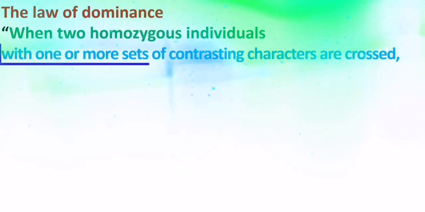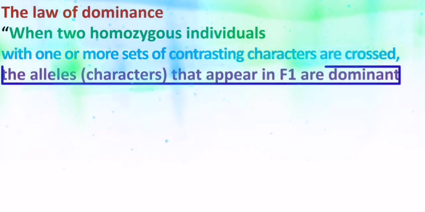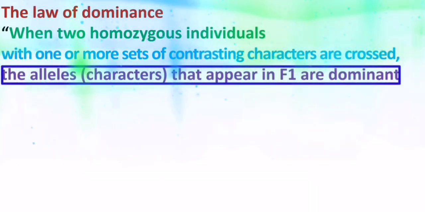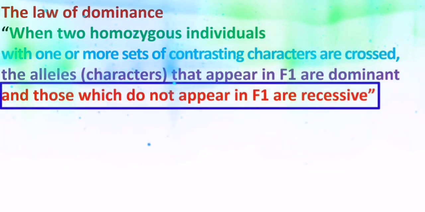Let's see the definition. When two homozygous individuals with one or more sets of contrasting characters are crossed, the characters that appear in the F1 generation are dominant, and those which do not appear in the F1 generation are recessive. Those characters which get suppressed are recessive. Let's see the explanation.